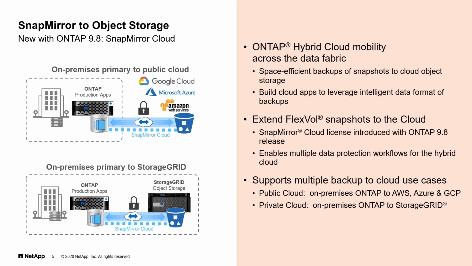SnapMirror Cloud, however, is a way to completely archive data to the cloud, and as per the examples here, this could be to another device within your private cloud, such as a StorageGRID object storage, or off out to one of the validated public cloud entities shown here.